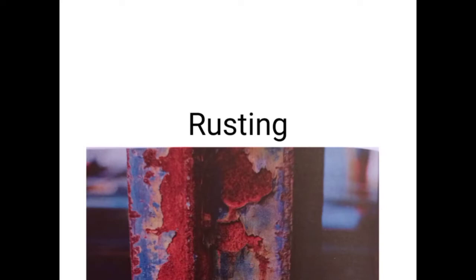Rusting. Rusting is a chemical reaction where iron reacts with air in the presence of moisture and forms a brown powdery substance. This brown powdery substance is called rust. Rust is a chemical substance also known as hydrated iron oxide. Rust is harmful to iron objects and slowly deteriorates them. Rusting can be prevented by galvanization.